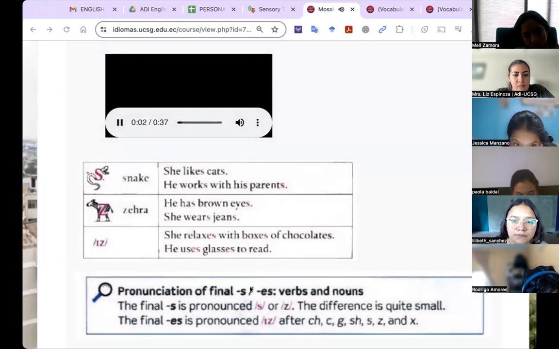1.16. Snake. S. She likes cats. He works with his parents. Zebra. Z. He has brown eyes. She wears jeans. Is. She relaxes with boxes of chocolates. He uses glasses to read.